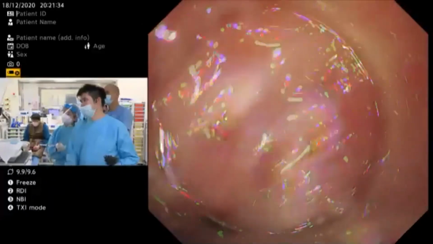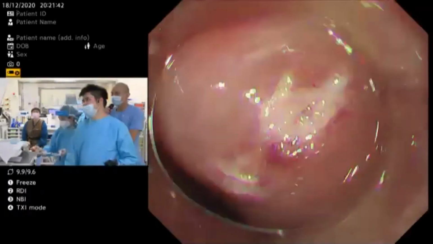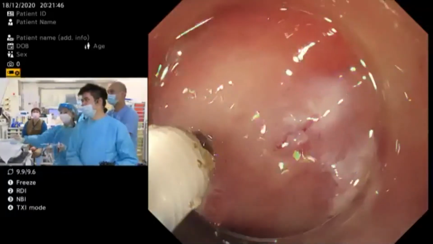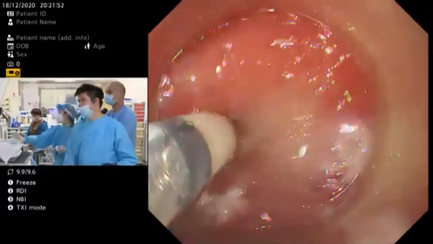What about a hybrid ESD in this case? Because it's a small lesion, you can cut around, put a snare and take it off. It's applicable to this case. I agree with you. For such a small lesion, a hybrid procedure is definitely possible, so that you can maybe save a bit more time.